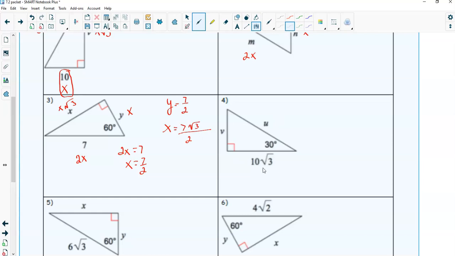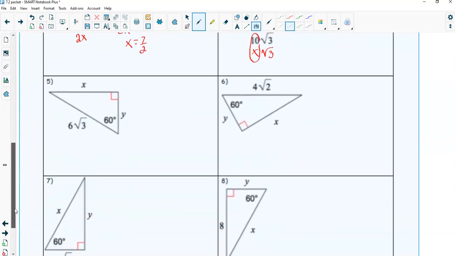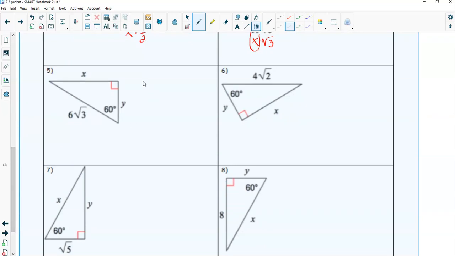In here, they gave me the long leg. Remember, the long leg is x times the square root of 3, or the short leg times the square root of 3. Notice then this is the short leg right here. See it? So that right here is 10. And then this right here is twice the short leg, which is the hypotenuse. That means u is that times 2, which is 20. All right. Going on here, you see how easy this is. This becomes really easy.